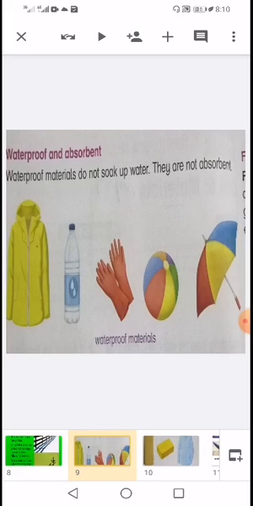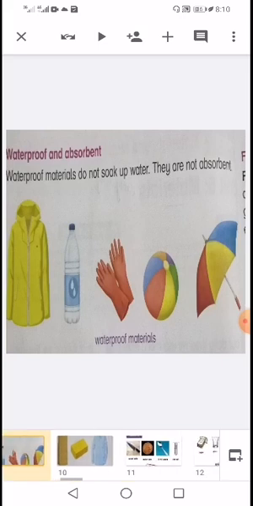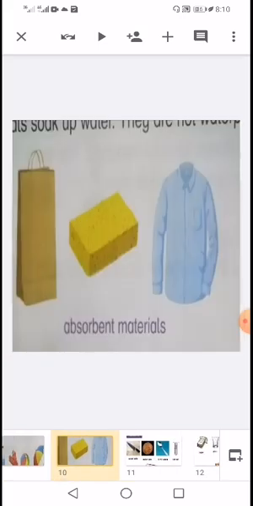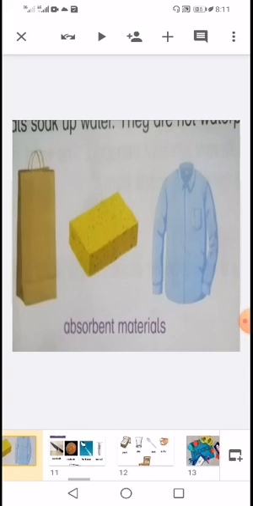Waterproof materials do not suck up water. You can see the examples in this picture: umbrella, ball, gloves, water bottle. These are made from plastic, and plastic is a waterproof material because it does not absorb water. Next are the absorbent materials; examples are clothes, paper bag, sponge. They absorb water, so they are called absorbent materials.